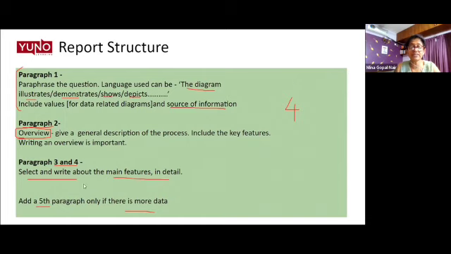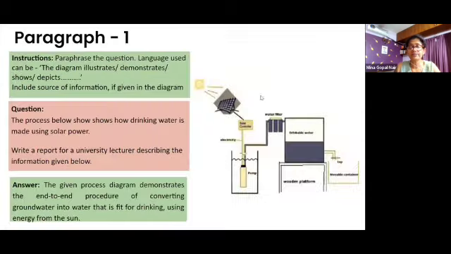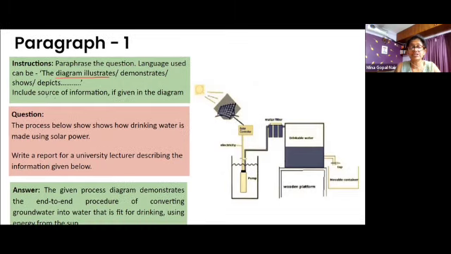We are now going to break this down paragraph-wise and see how you can write the report for this particular diagram, wherein you are converting groundwater into drinking water using solar energy. We just saw the structure of the report, and what did the instructions say? In the first paragraph, you have to paraphrase the question and include the source of information. Of course, in this diagram, there is no source of information seen.